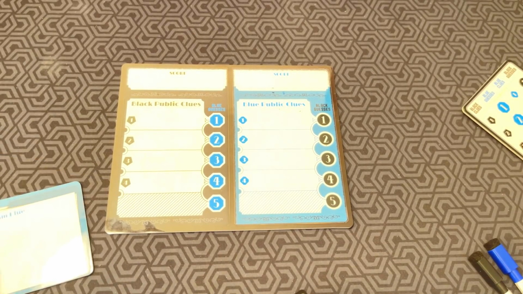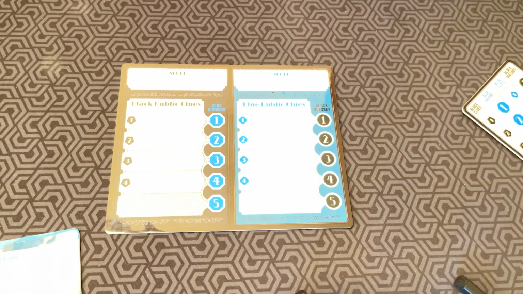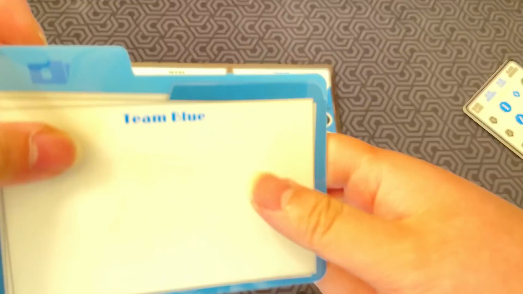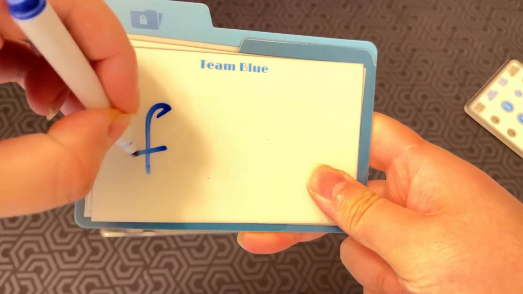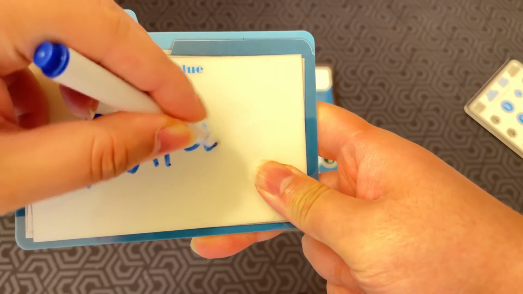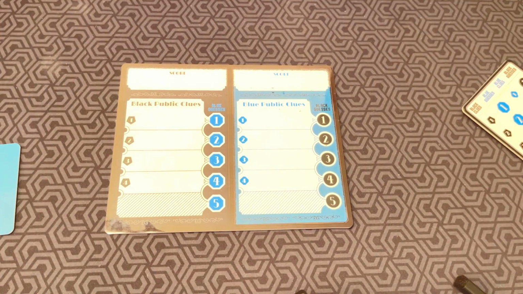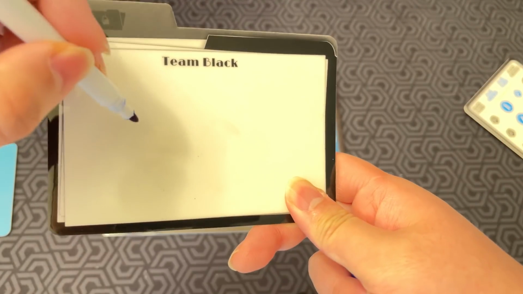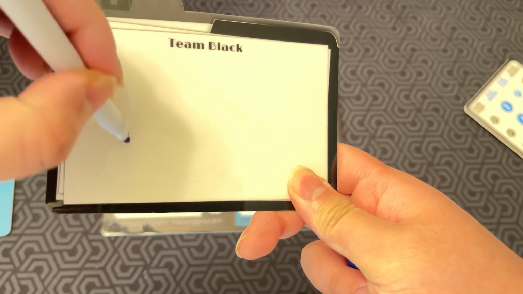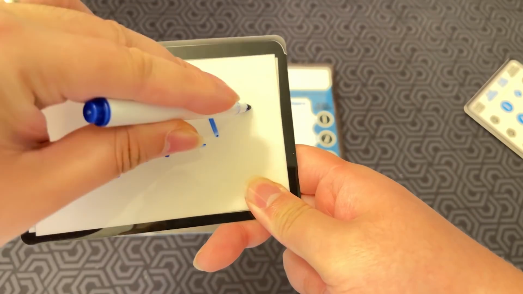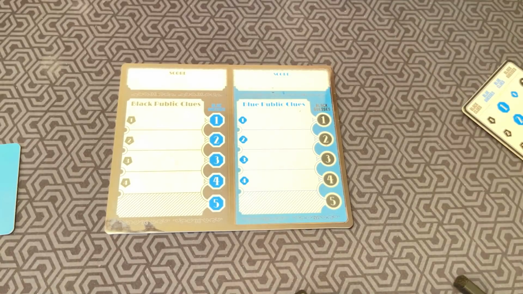So, I could say, okay, maybe one team, their clue giver writes down the word fantasy. And then they show that to their team. Maybe the other clue giver goes, I'm gonna go novels. And you show it to your team.